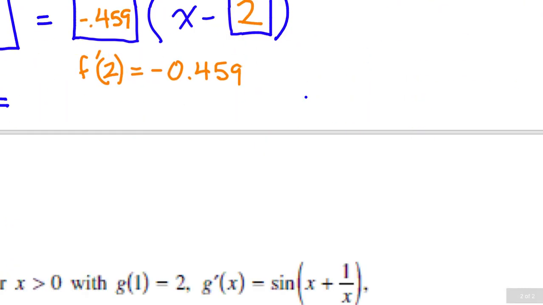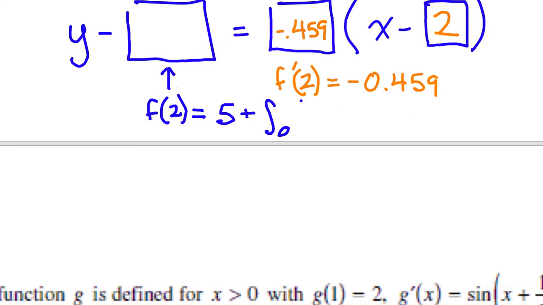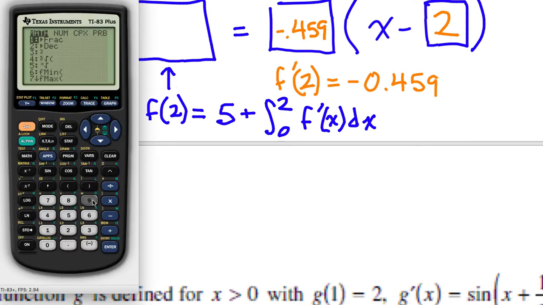Our start is 5, so I'm going to come back down here and say this is going to be 5 plus the integral between 0 and 2 of f prime of x dx. Okay, so what is that integral? Well, I'm going to come back down here, math 9, integral of bars right, enter, enter, y1 with respect to x from 0 to 2. And I should get about 0.623.